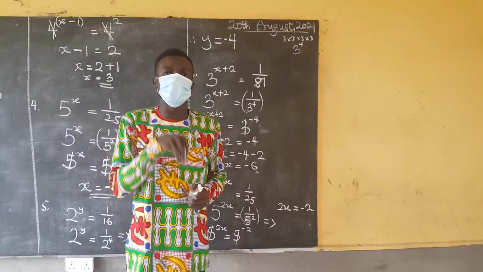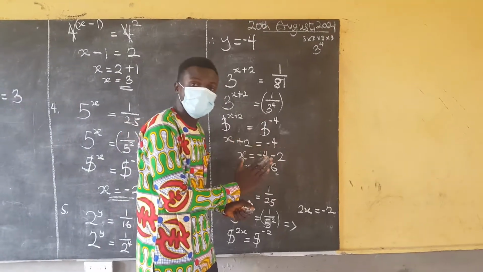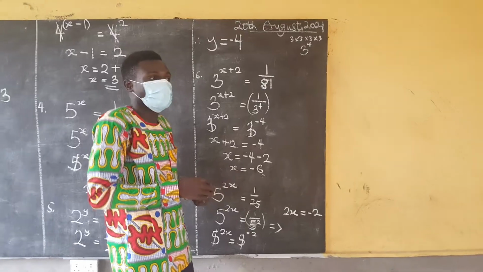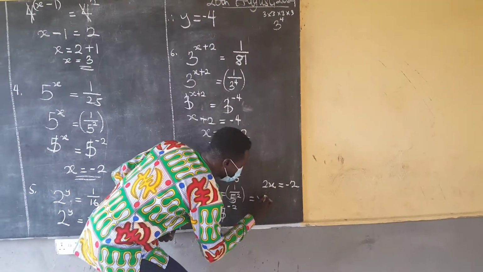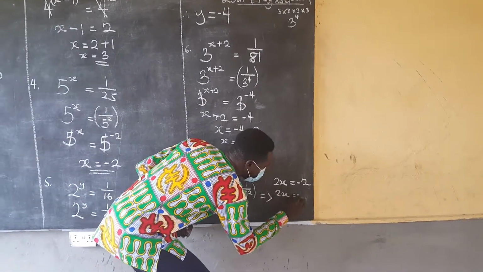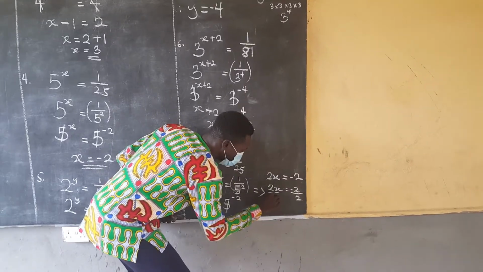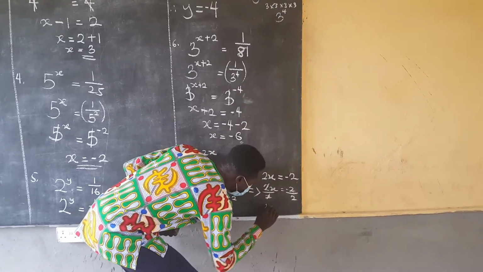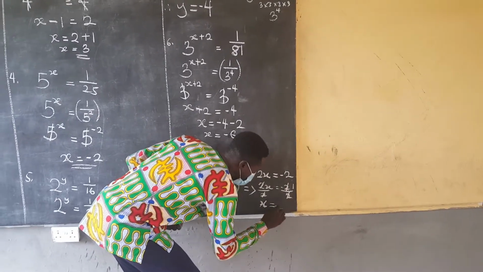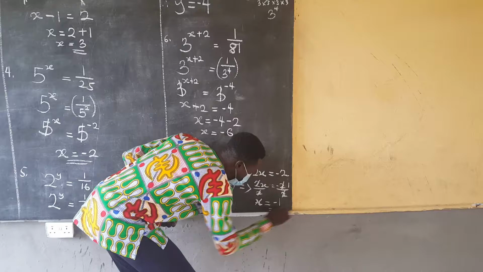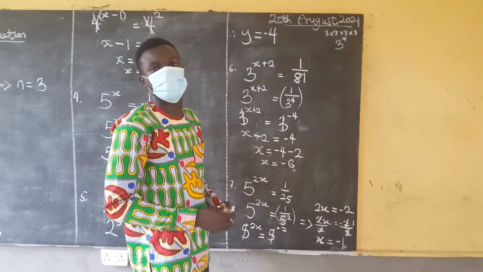It is x that we want. So anything that is close to the x that we don't need, we cancel or divide by that number. So 2 will divide both sides, 2 will divide this one, 2 also divides this one. So 2 will cancel 2, I now have x. 2 will also cancel 2, I have 1. And this gives me a final answer of negative 1. So the answer for x here is negative 1.